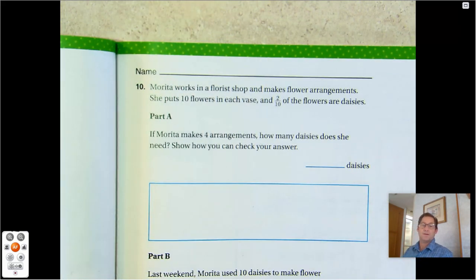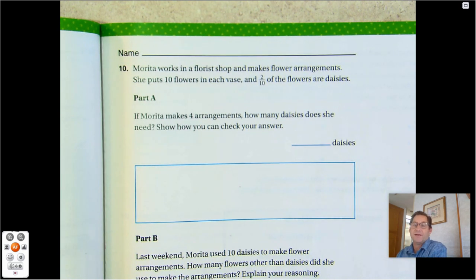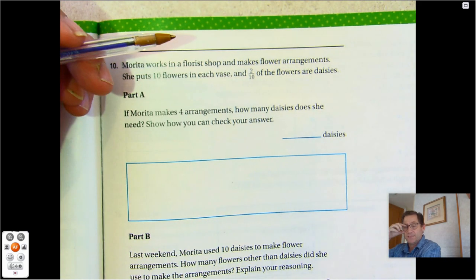Marita works in a florist shop and makes flower arrangements. She puts 10 flowers in each vase, and 2/10 of the flowers are daisies. Okay, so if Marita makes 4 arrangements, how many daisies does she need? Okay, so we could use a table for this, right? So let's try that.